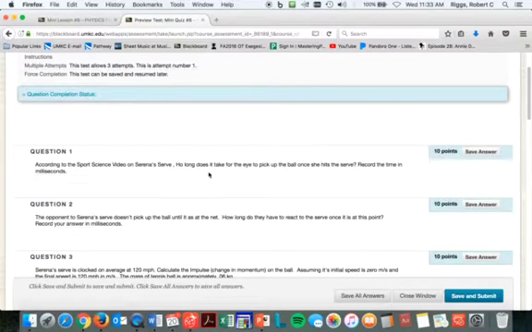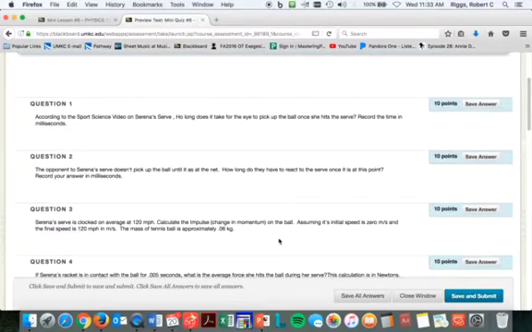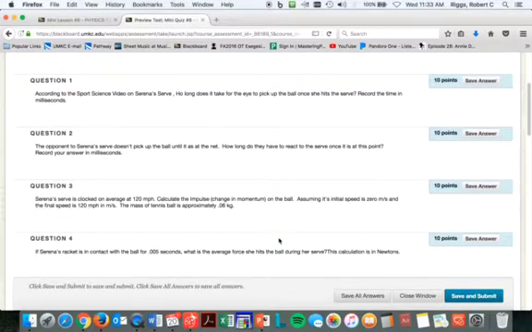How long does it take for the eye to pick up the... Okay, so all of these little data points are in that cool little video, all right? So now we're going to calculate the impulse on the ball. Assuming its initial speed is 0, and its final speed is 120 miles an hour, in meters per second. The mass of the tennis ball is approximately 0.06 kilograms. So, the impulse.